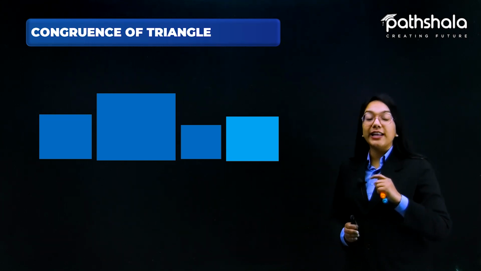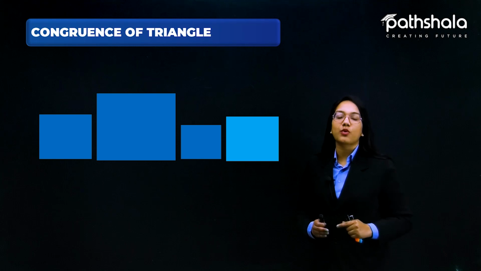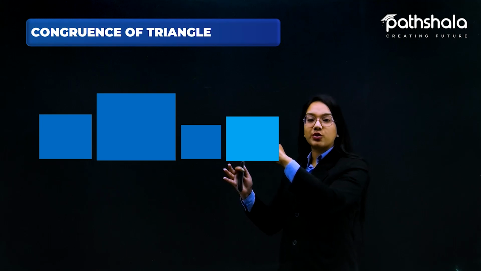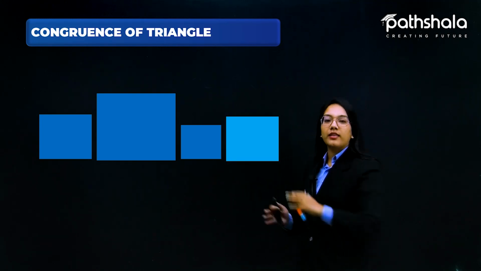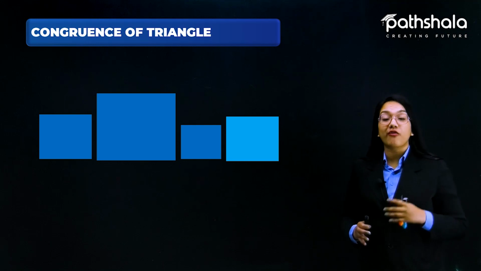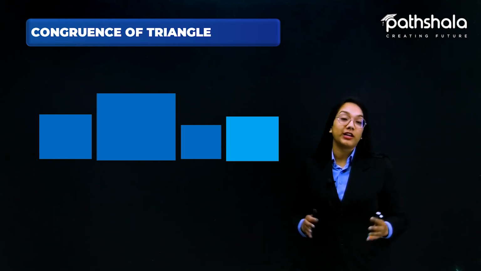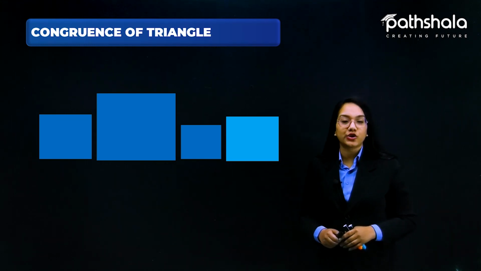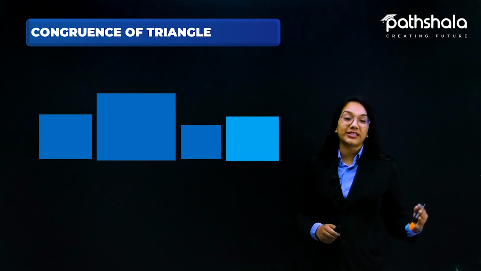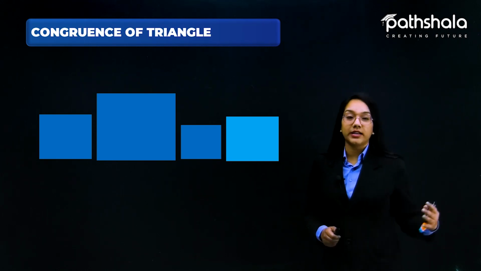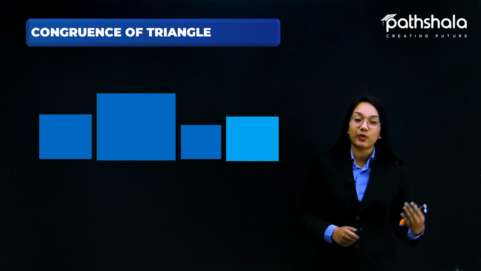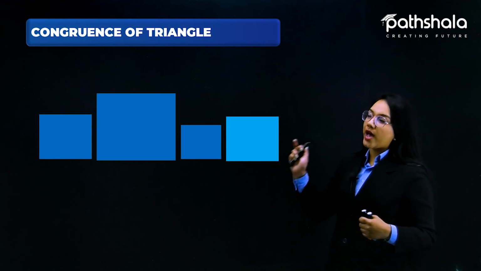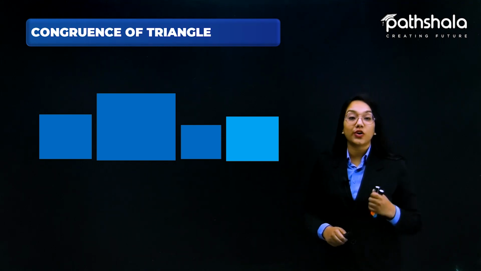But the very first square and the last square are congruent to each other, because if you place the last square onto the first square, they will be of equal shape, equal size, and equal in all respects. That's why we can say that the first square and the last square are congruent to each other, because they have the equal shape and the equal size. So from this activity, we can say that the first and the last square are congruent.